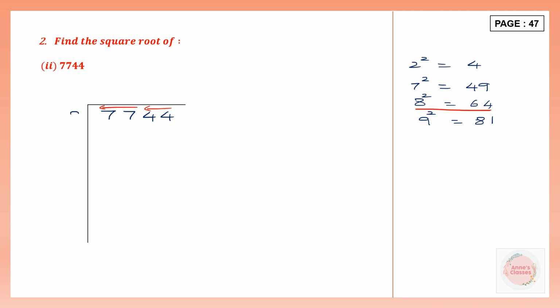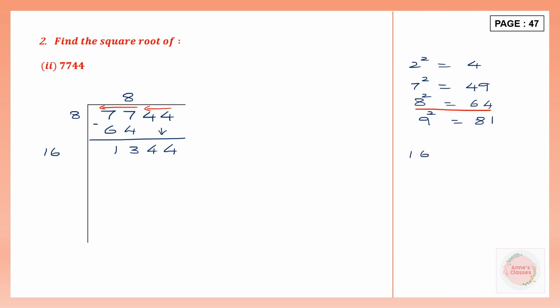That means 8 into 8 is 64. So we minus: 7 minus 4 is 3, 7 minus 6 is 1. Now bring down the next pair of numbers, 44. So what is our number now? 1344. Next step, we have to double this number 8. So let's double it. 8 2s are 16. Now what do we have to do? We have to write a digit next to 16 and multiply it with the same digit to get 1344. So let's write 16.